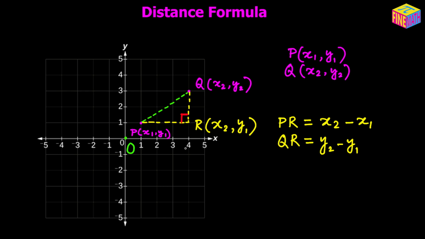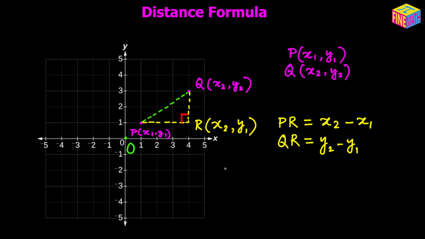Now, because it is a right triangle, we should be able to use the Pythagorean theorem to calculate the length of the hypotenuse, which is the distance between P and Q that we are trying to calculate. So the distance PQ is nothing but the hypotenuse of this right triangle. So let's try to calculate that. Let's use the Pythagorean theorem. For this triangle, how is it going to look? Well, it will be like this.